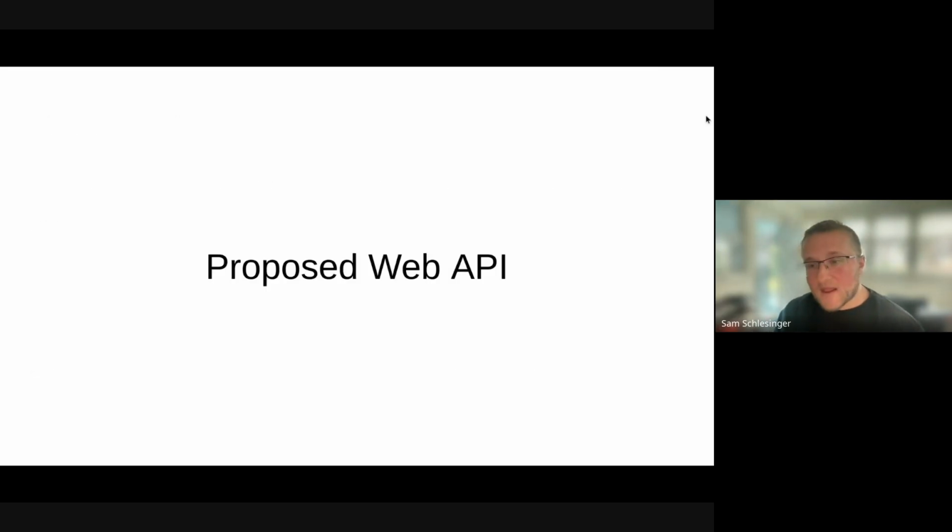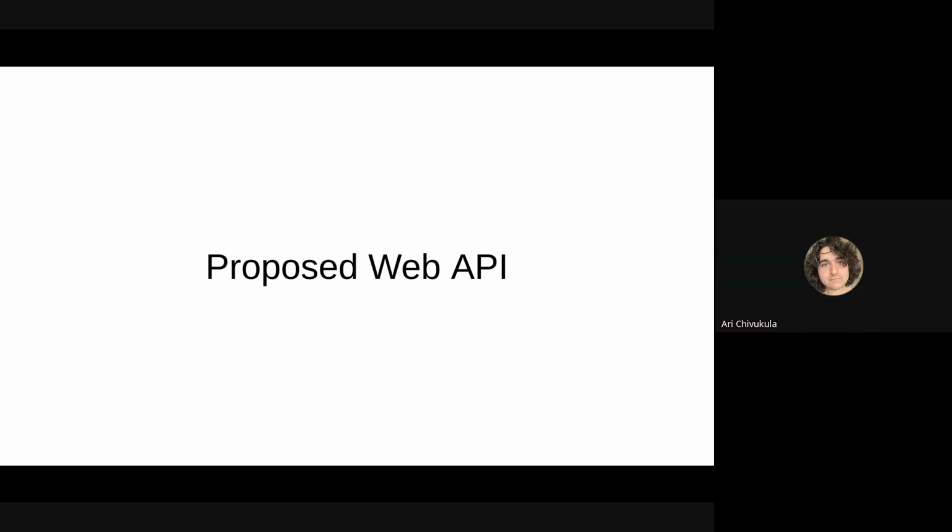Yeah. And I'll give it away to Ari to talk about the web API. Okay, so there is an explainer, which the link is shared later on, that has more detailed view, but I'm going to try to give an overview of the actual web API we're proposing to use what Sam just discussed.